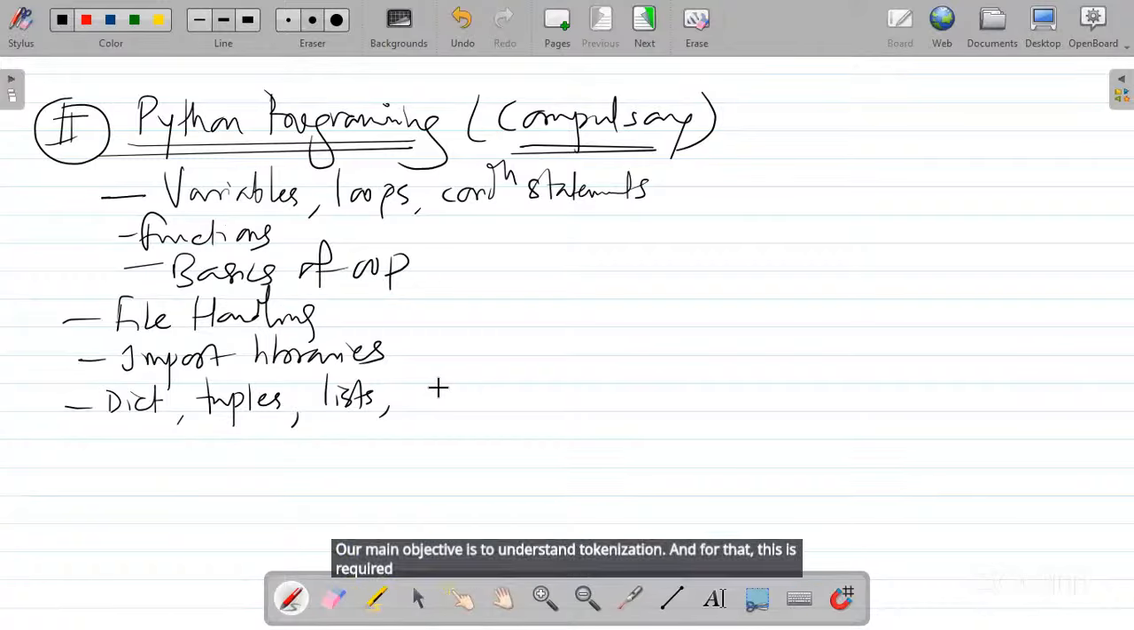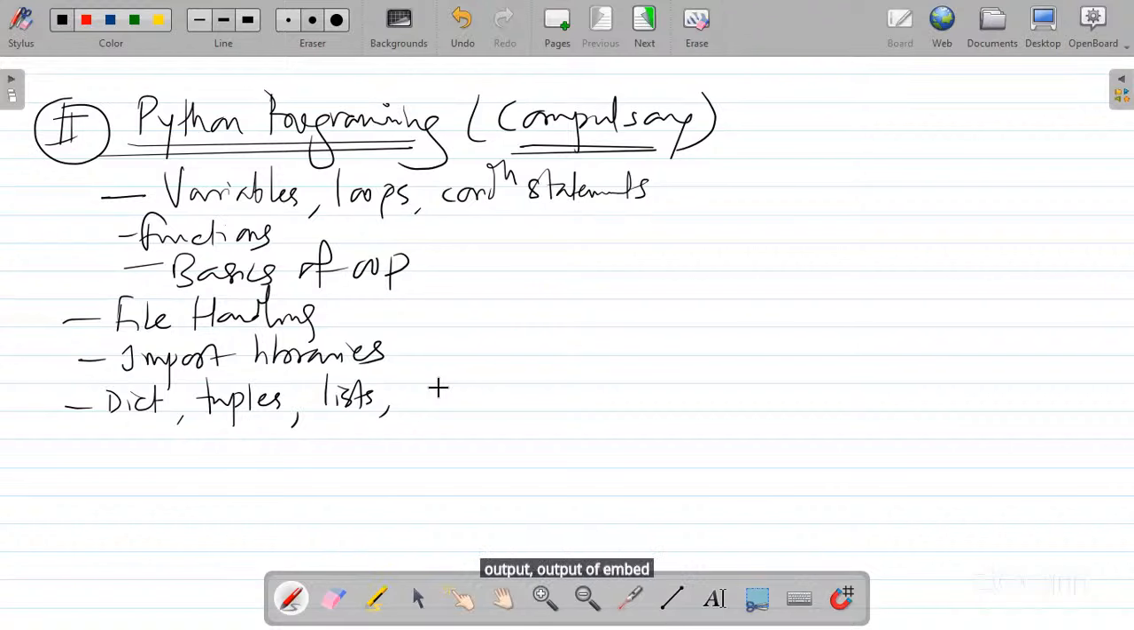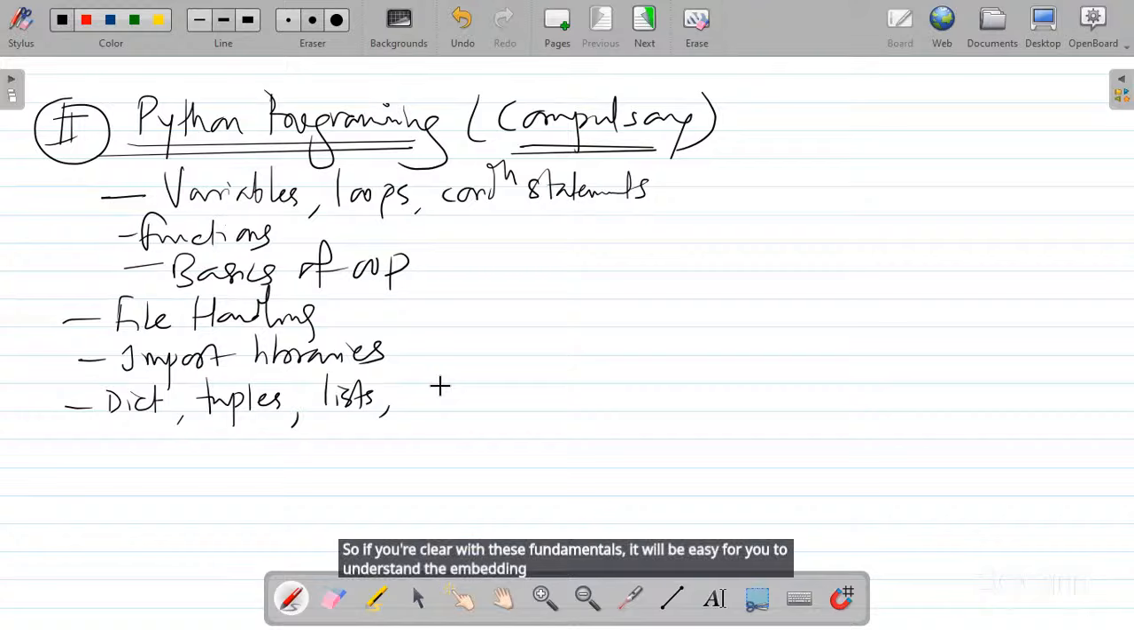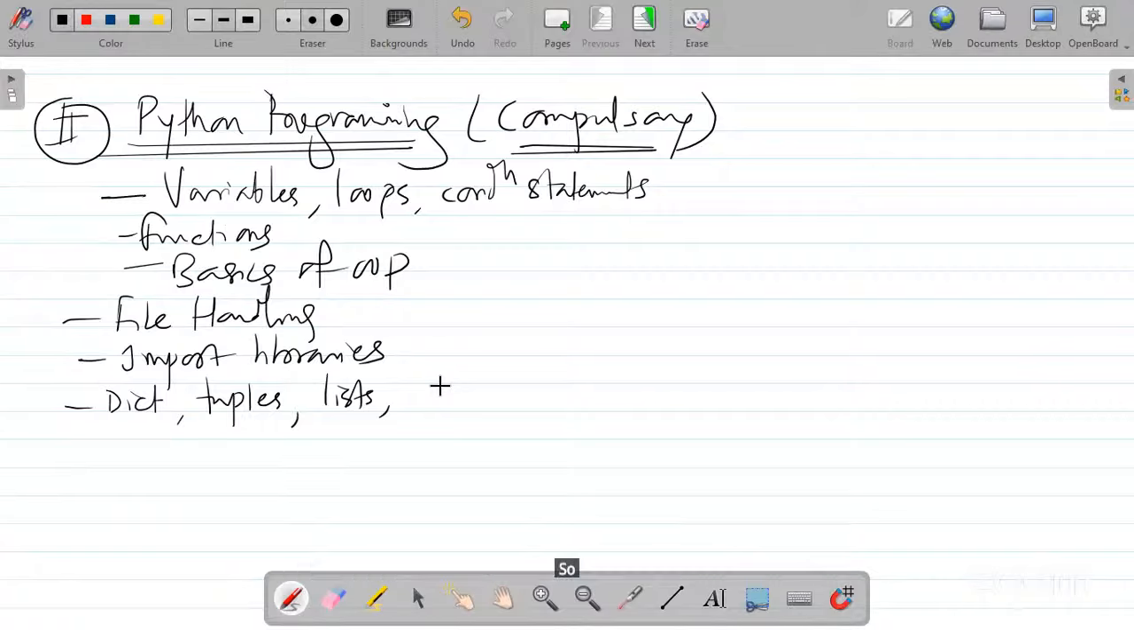Then, the output of embedding models is in the format of arrays or lists. The workflows of agentic AI use Python functions as tools. So if you're clear with these fundamentals, it will be easy for you to understand how embeddings work, the tokenization part, and the workflows of these models and all these agent frameworks. These things are correlated.